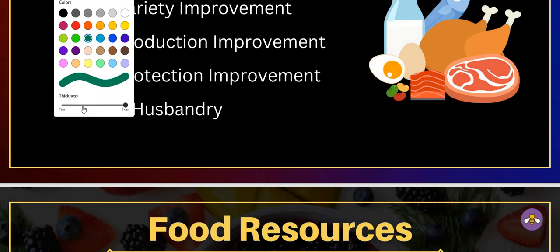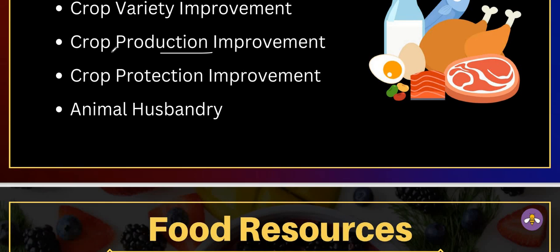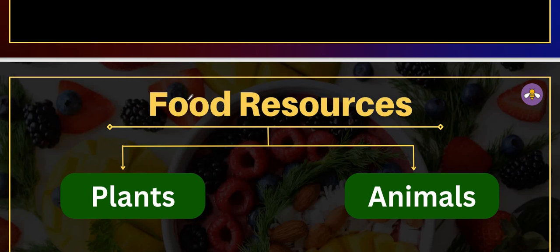Okay, so what do you mean by crop variety improvement? What do you mean by crop production improvement? Production in the sense, the things that we need to acquire to increase the production of crops. Crop variety improvement means the things that we need to acquire to increase the yield of various types of crops. And crop protection is how can we protect our plants from the invaders, like pests and weeds and several other factors.